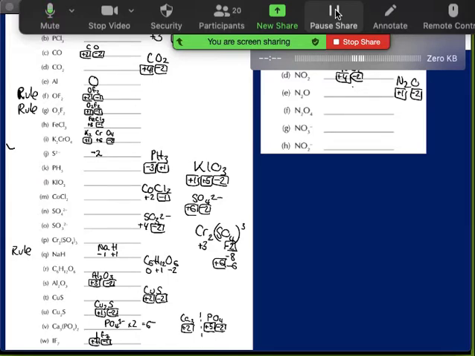In N2O, oxygen -2 means nitrogen in total is +2, each nitrogen is +1. In N2O4, oxygen -2, 4 of them, -8, makes both nitrogens +8, each nitrogen +4. In NO3-, again oxygen -2, 3 of them, -6, 1 left over, -5, makes nitrogen +5. And NO2-, each oxygen -2, 2 of them, -4, 1 left over, -3, makes the nitrogen +3.